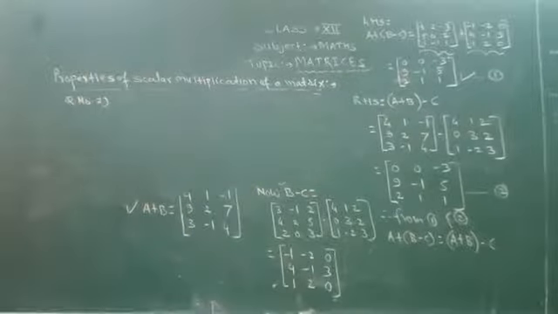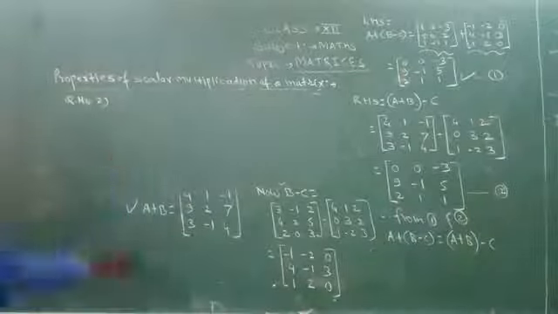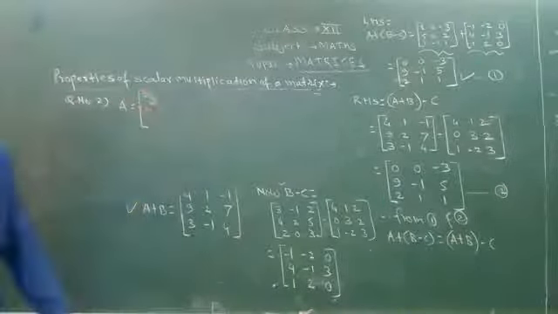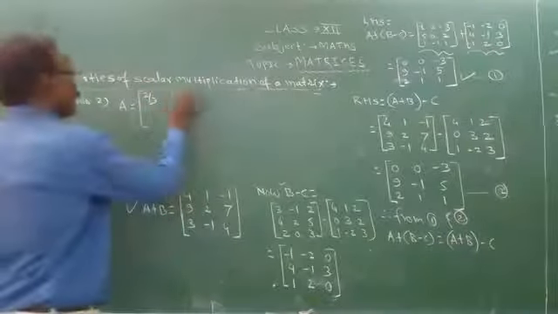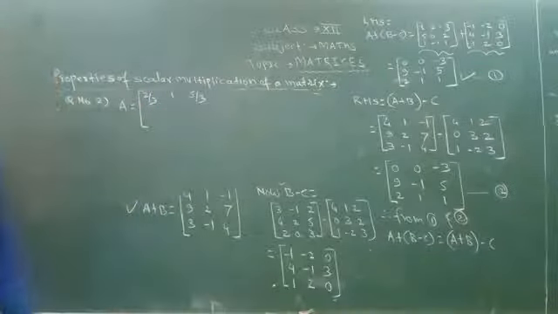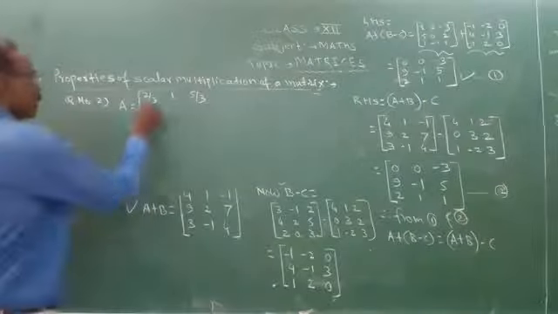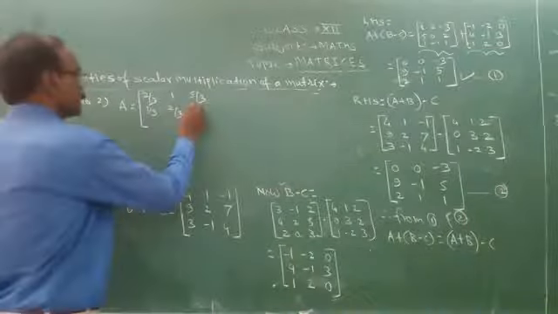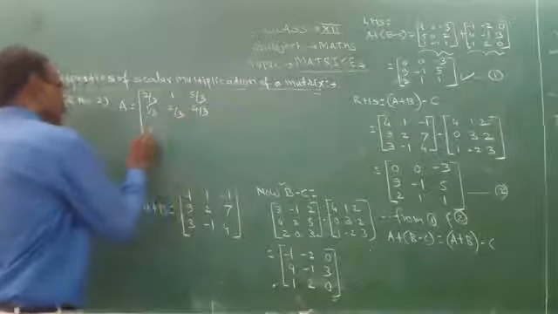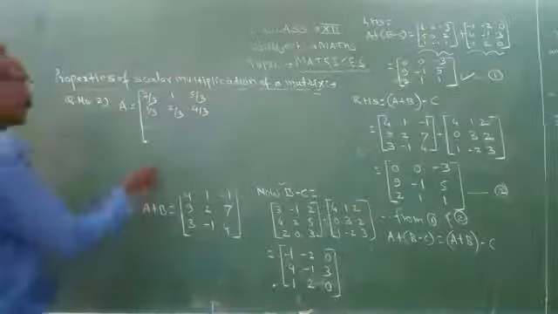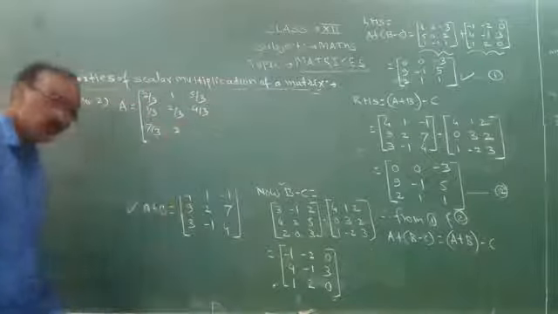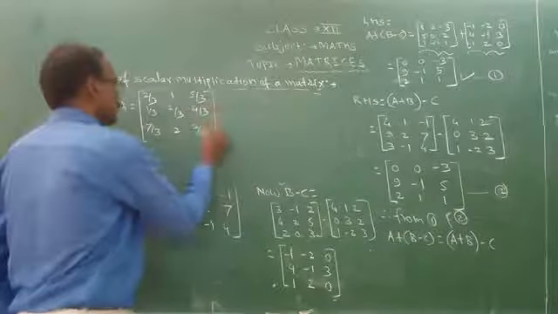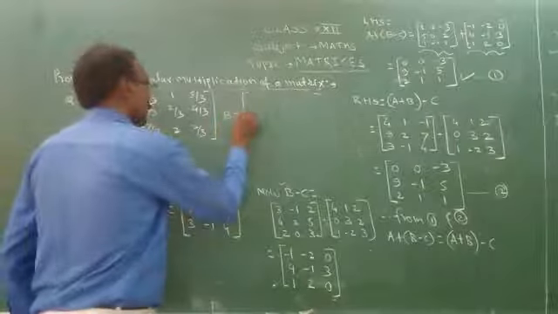Then take another question. Let A equal the matrix with first row 2 by 3, 1, 5 by 3; second row 1 by 3, 2 by 3, 4 by 3; and third row 7 by 3, 2, 2 by 3. This is for matrix A.